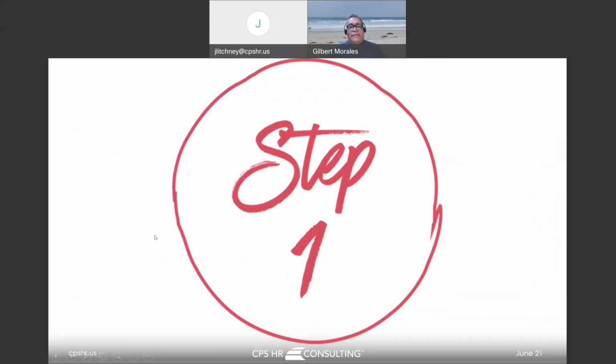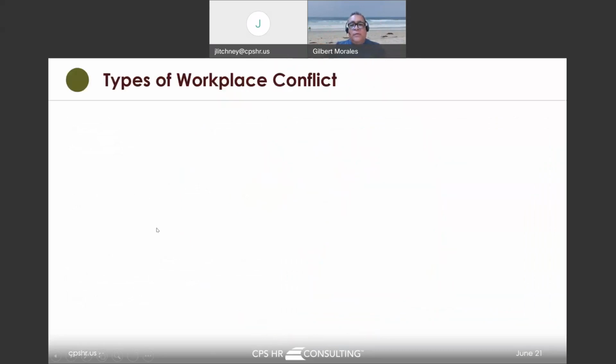Here is step number 1. You guys ready? Step number 1. These are the different types of workplace conflict. This is the area that I'm going to focus on. It's workplace conflict, and nobody likes workplace conflict. Nobody goes to work anticipating or hoping that they're going to have conflict.